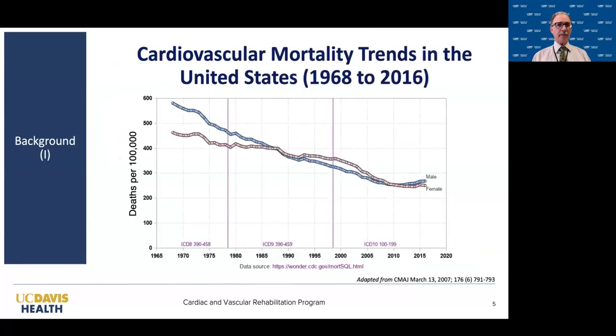So why is this important? This is, to me, today still the single most important graph that I look at all day long. You've seen it in many different ways because I talk about it all the time, and it really justifies why I do what I do every day.